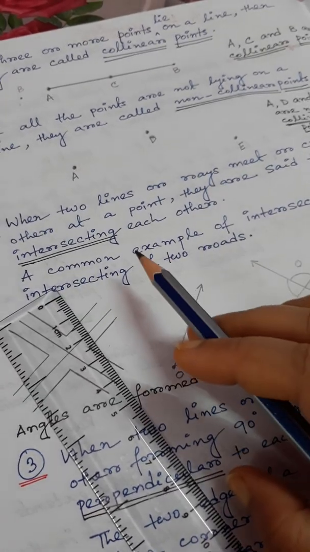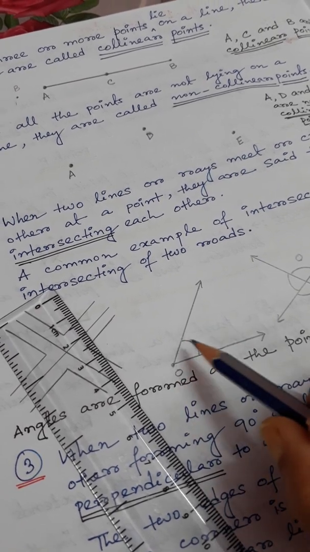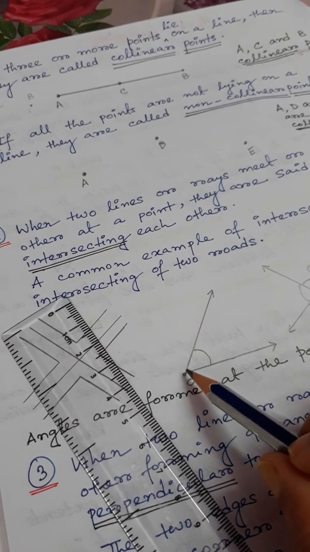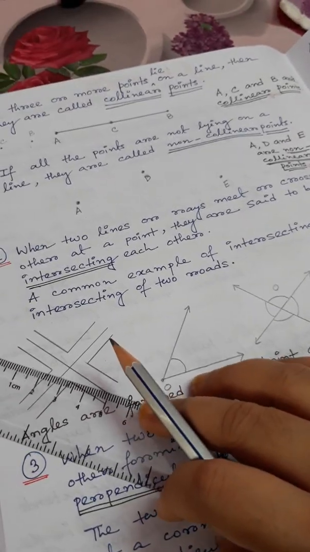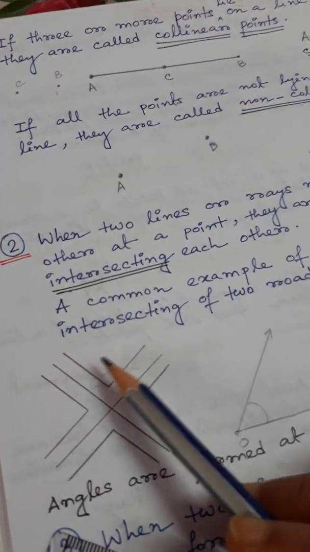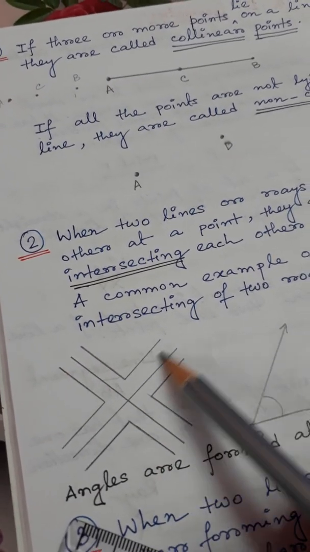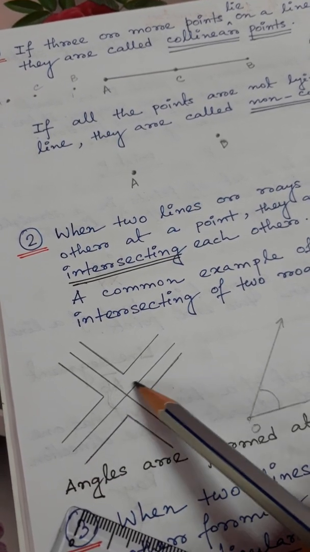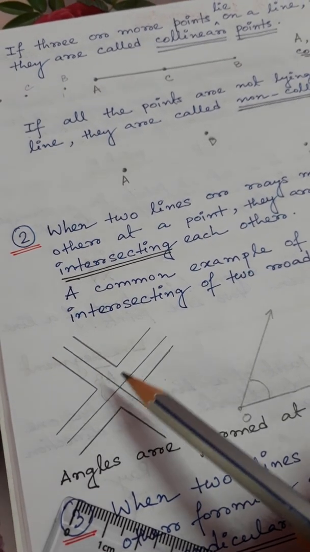They are said to be intersecting each other. So at that time we can say that these two rays are intersecting each other at O. So at this point they intersect. A common example of intersecting lines is the intersecting of two roads. Sometimes one road is coming from this side and another road from that side, and they meet at this point. So we can say the road is intersecting here.